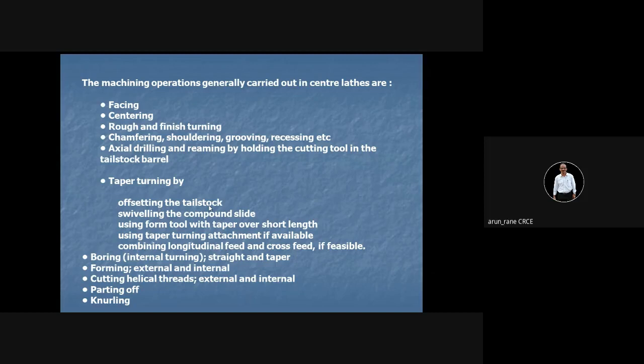Offsetting means you move the tailstock not in the longitudinal direction, but in the transverse direction. Transverse direction means what? Perpendicular to the screen. All right. So if you move the tailstock perpendicular to the screen, that means you are moving that dead center. That means your workpiece will automatically be tapered. The workpiece is rotated, so obviously you will get taper cutting.